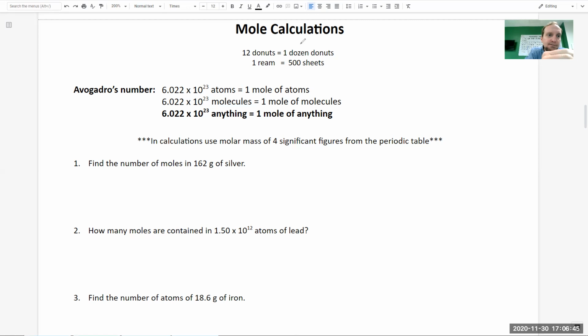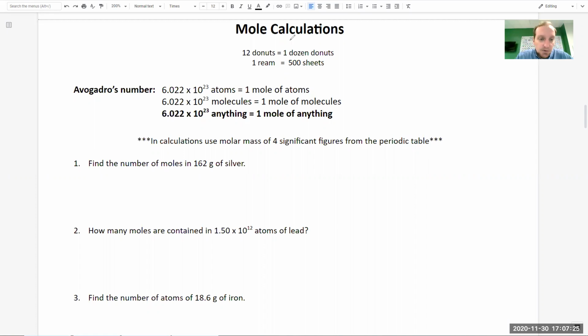So the very first one we have here is find the number of moles in 162 grams of silver. Dang it, I forgot my periodic table and my calculator yet again. So hold that thought one more time, guys. It has not been a very good day for me when it comes to being prepared for these videos, but bear with me.